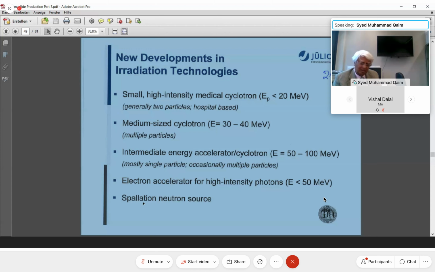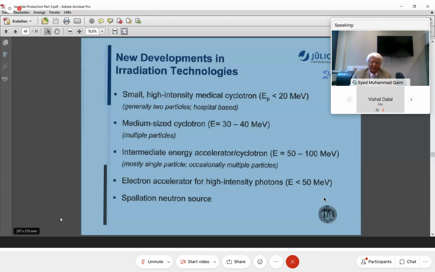Very strong sources. The advantage is they have a bit more fast neutrons. In reactor, we have mostly thermal neutrons and not so many fast neutrons. In spallation, there are more fast neutrons, and so the n,p reaction can be used very well. Okay. So this was the new developments in irradiation technologies.